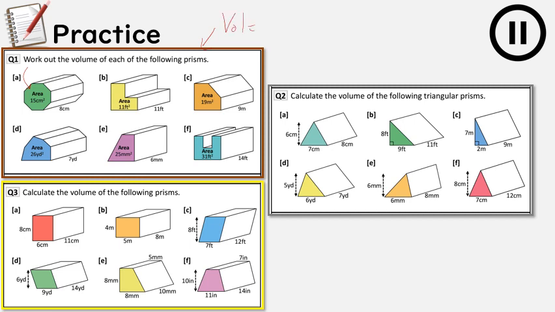Don't forget the equation. So cross-section area times by the length. So choose which questions you'd like to have a go at. Pause the video now and have a go at them, and then there'll be answers on the next slide.